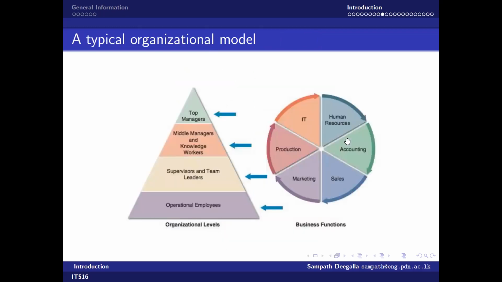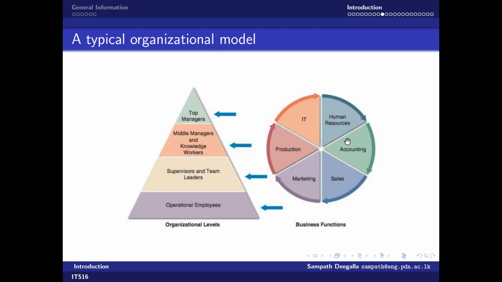Now, if you look at different organization models, we have different levels. As you can see, the large number of employees come under operational employees. In our case, in the university, we have lecturers and also other non-academic staff members. They do the real work. And then we have supervisors and team leaders. It could be a lecturer in charge, or within the department we have some groups and there are some lecturers heading them.